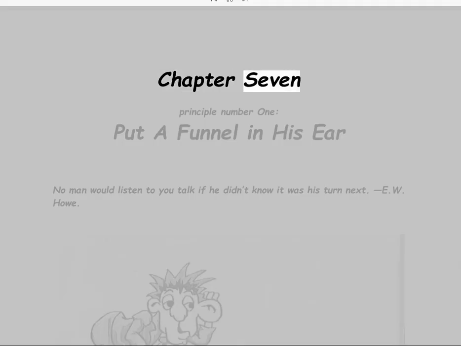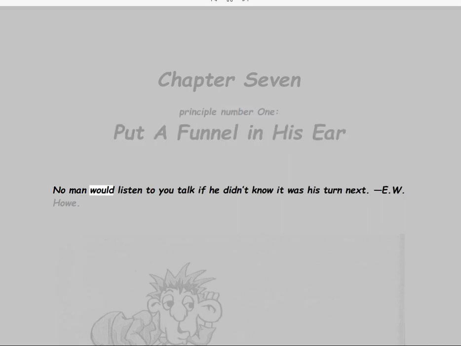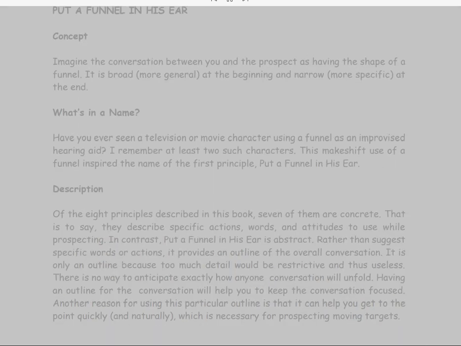Chapter 7. Principle number 1. Put a funnel in his ear. No man would listen to you talk if he didn't know it was his turn next. E.W. How? Put a funnel in his ear. Concept. Imagine the conversation between you and the prospect as having the shape of a funnel. It is broad, more general, at the beginning and narrow, more specific, at the end.